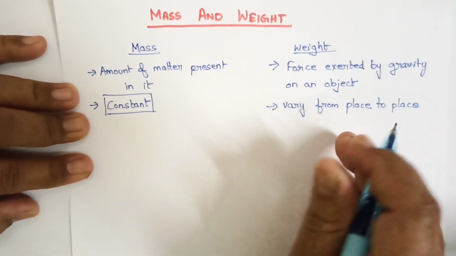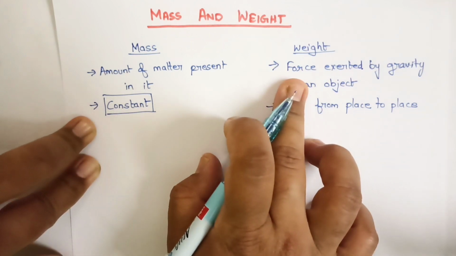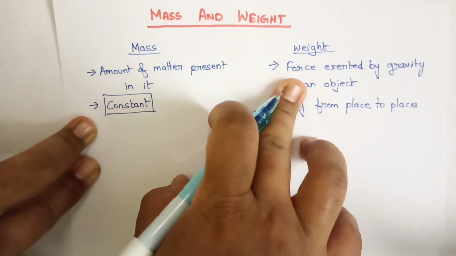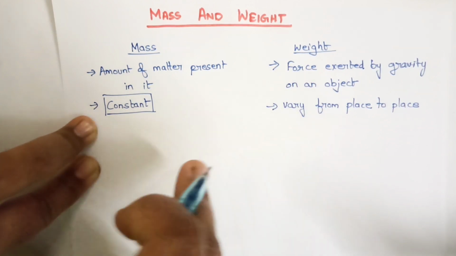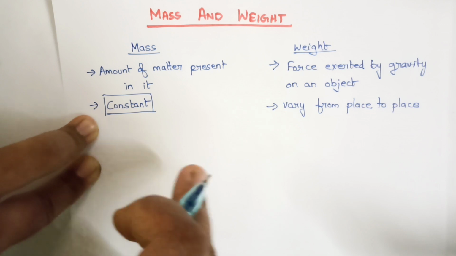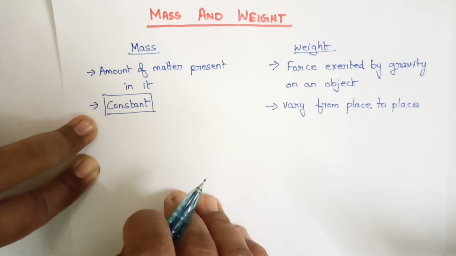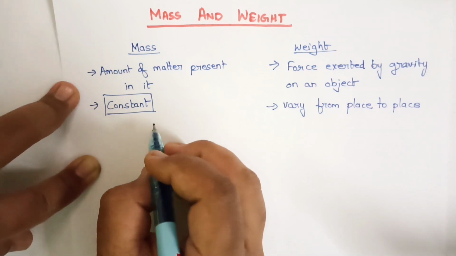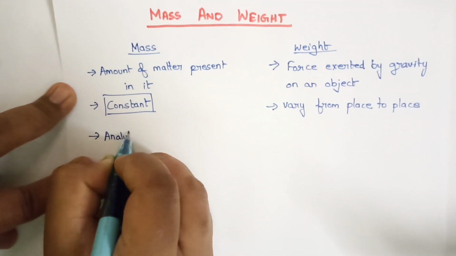Why does the weight of a substance vary from place to place? Because the force is different for different places. Because weight is dependent on the force, it varies from place to place. So the weight of a person on the earth will be different from the weight of the same person on the moon. Now this weight can be determined accurately by using an analytical balance.